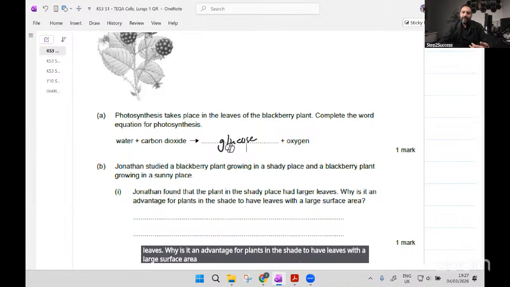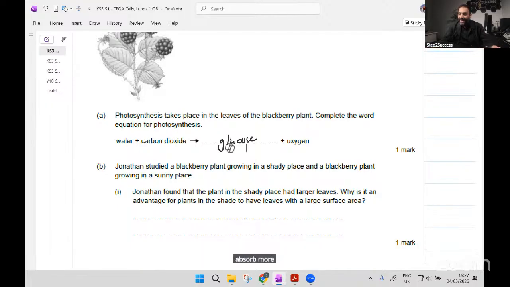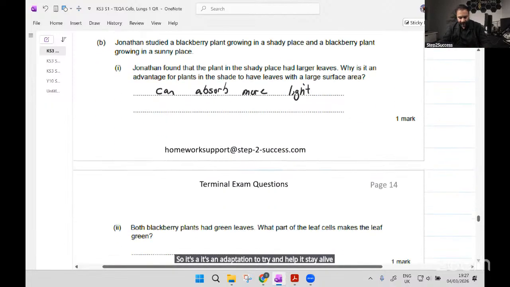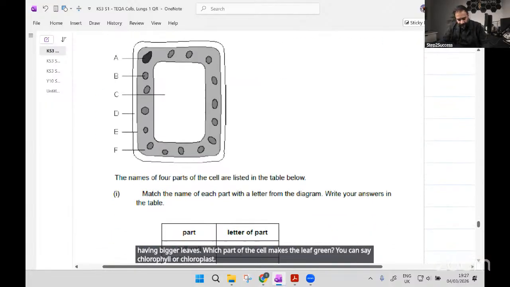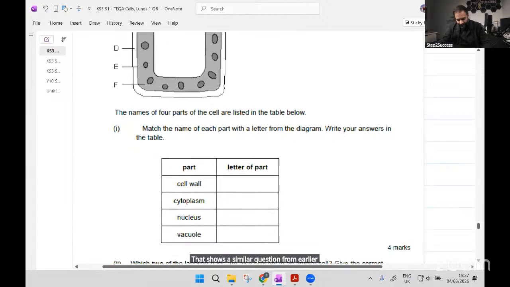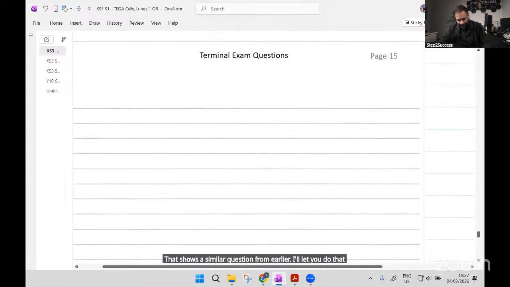If a plant grows in the shade, then its problem is that it doesn't have much light. So by having bigger leaves, it's able to absorb more light, it's able to catch more sunlight, right? So it's an adaptation to help it stay alive and get more light by having bigger leaves. Which part of the cell makes the leaf green? You can say chlorophyll or chloroplast. That shows a similar question from earlier. I'll let you do that one. And yeah, that's all for question nine.